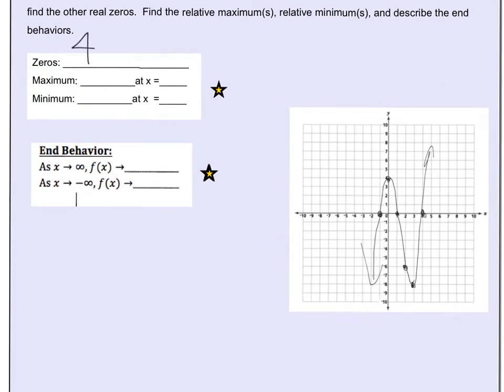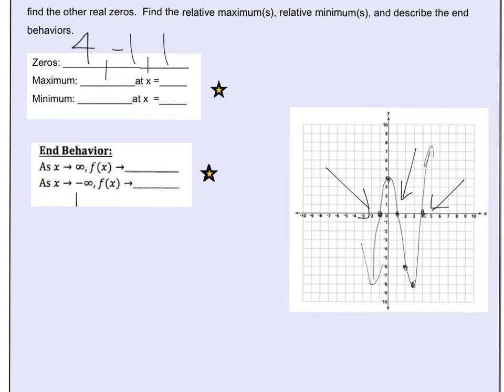So going off our graph, where are my zeros? Well, I've got a 0 here, here, and here. That one we already knew about, the one that said 4. They told us about that already. So my other ones are going to be negative 1 and positive 1.